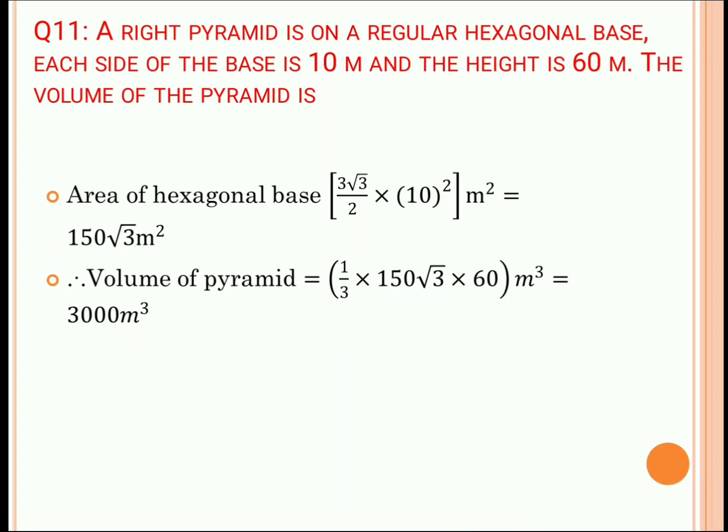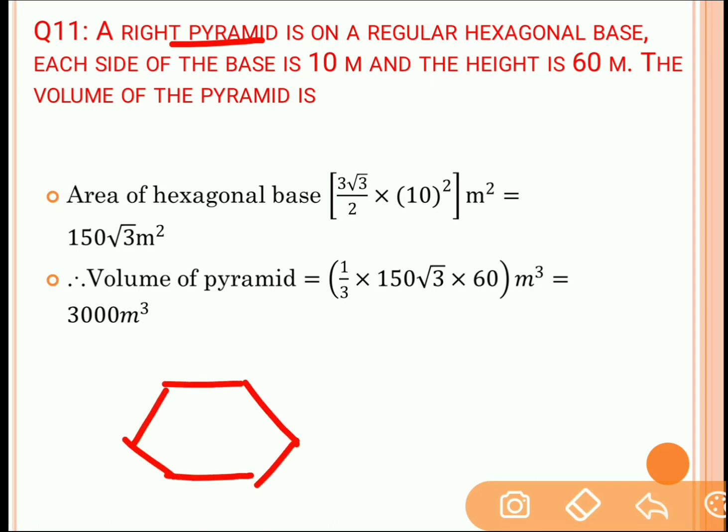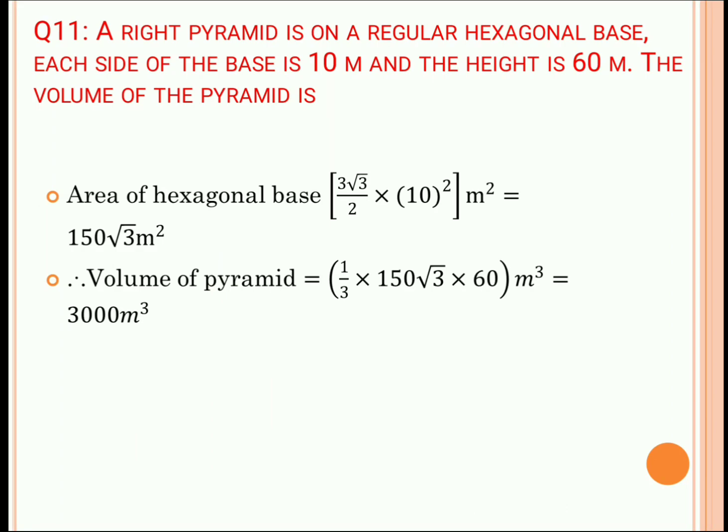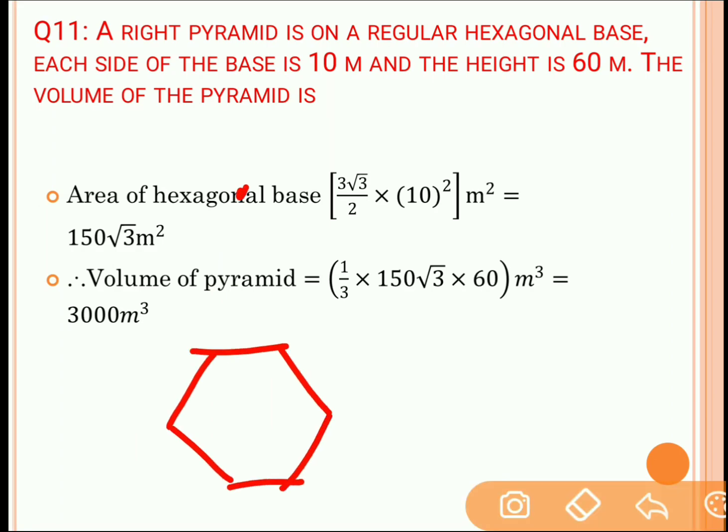Now in this question I want to tell you the difference between pyramid and the prism. So pyramid looks like this. Let's say that this is a hexagon, and in a hexagon there is an apex point which joins with all the corner points.